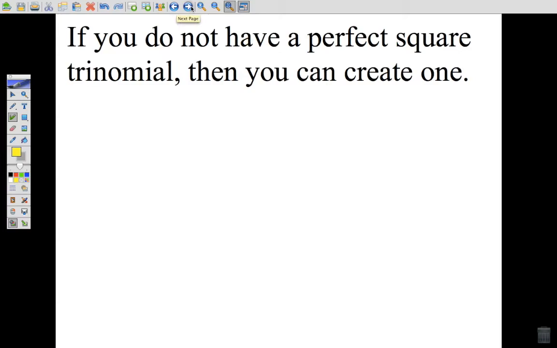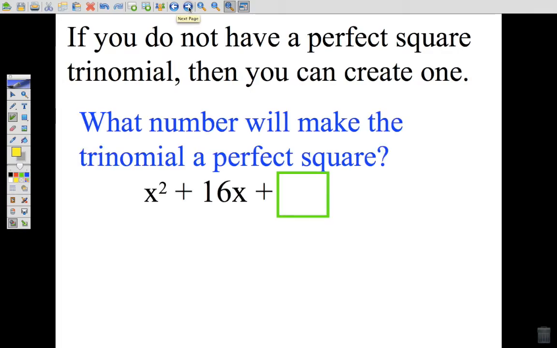What if you don't have a perfect square trinomial given to you, like the 4 in your warm-up problems? You will have to create one. For example, if I want to force a perfect square trinomial, I need to come up with the number to fill in place of the green box, so that if I factor that trinomial, it would be a binomial squared. How do we figure out what goes in the box? Remember the pattern we just established. What is C going to be?